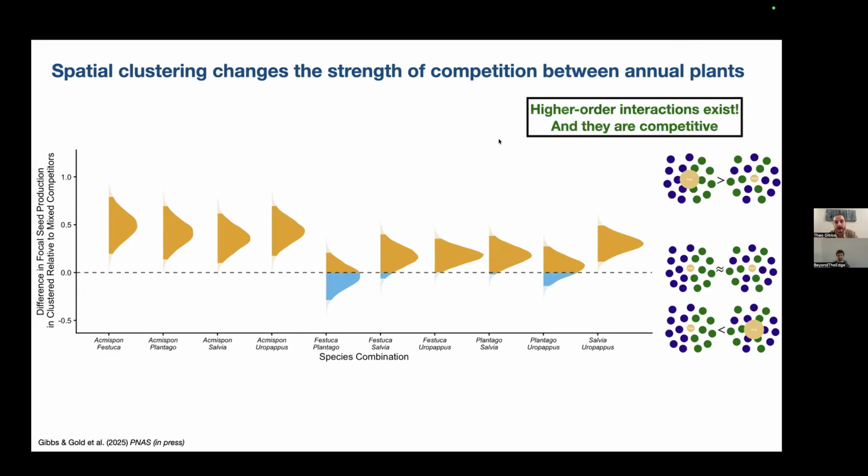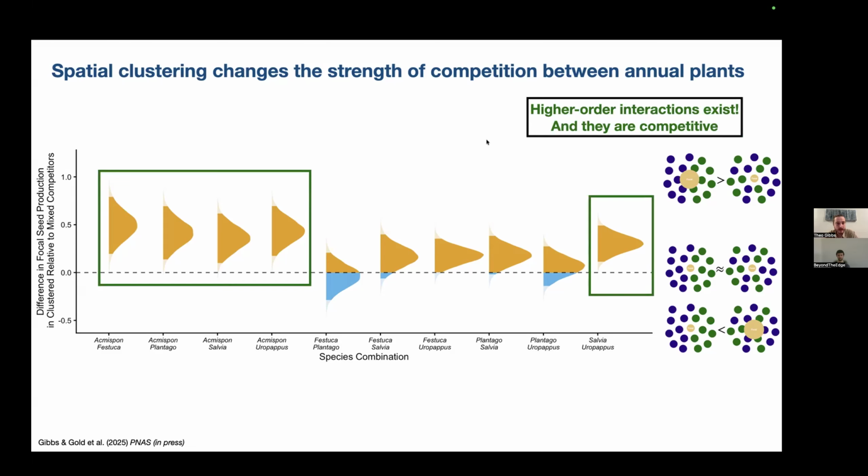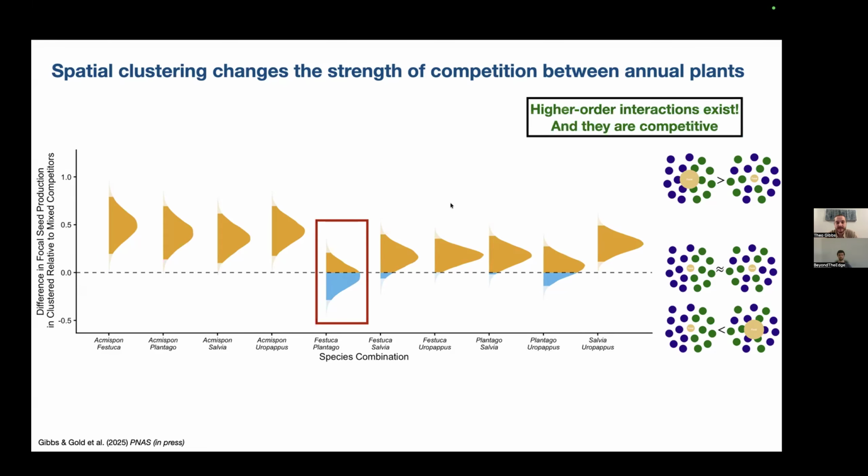Now this result, so yeah, they're competitive. And this result depended on the exact identity of the background species, right? So whenever Acmosmon was one of the background competitors, we saw a strong higher order effect. And the same was the case for when Salvia and Europapus were the two background species. By contrast, when Festuca and Plantago were the background species, the focal plants didn't really care in terms of their fecundity whether those competitors were clustered or were mixed together.